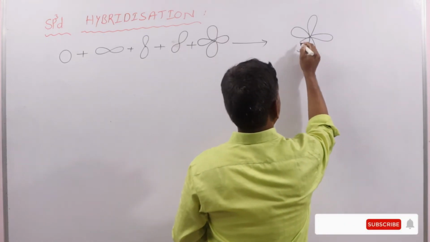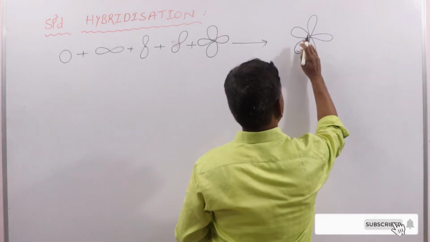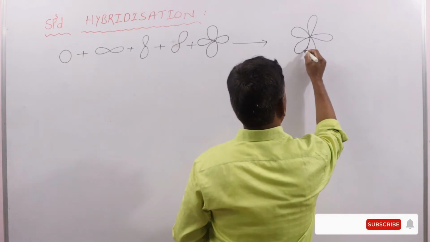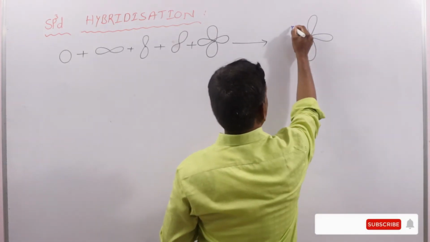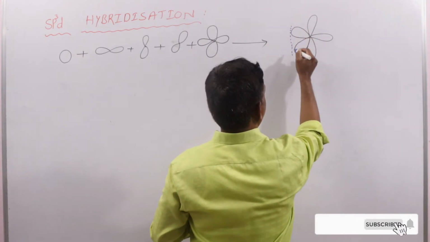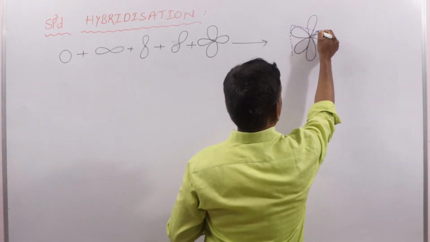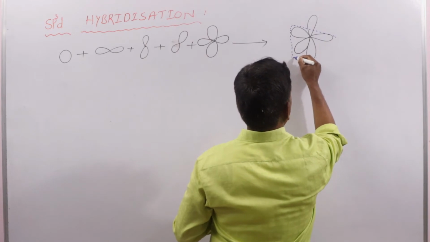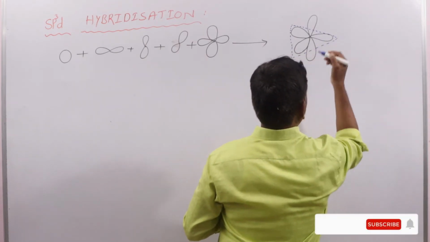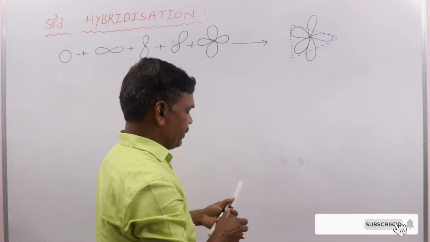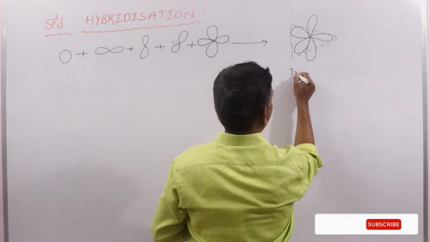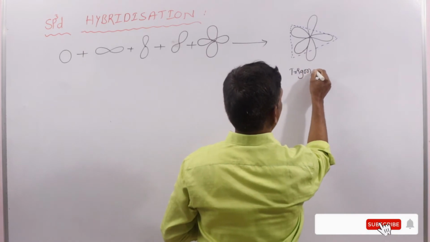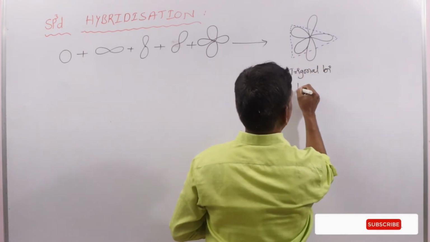Okay. So now this is the arrangement of sp3d hybrid orbitals. The shape of these sp3d hybrid orbitals is trigonal bipyramidal.